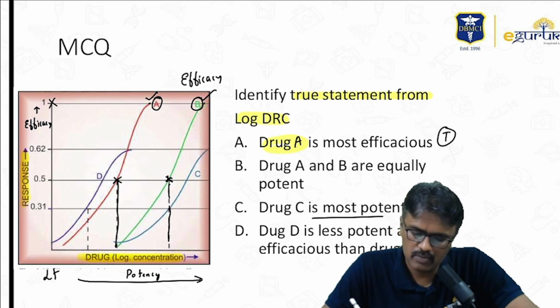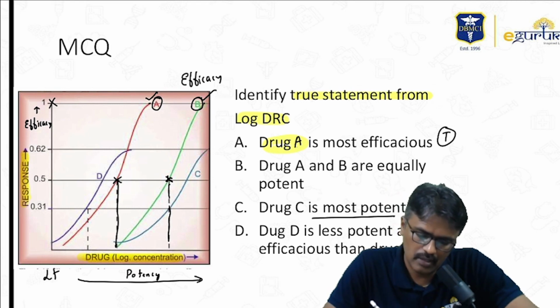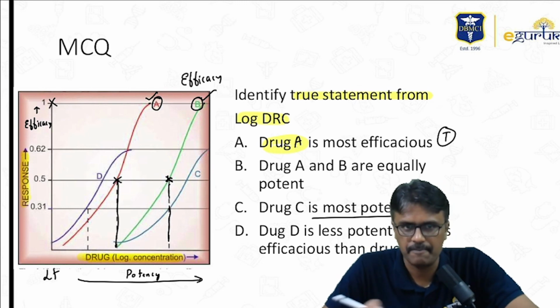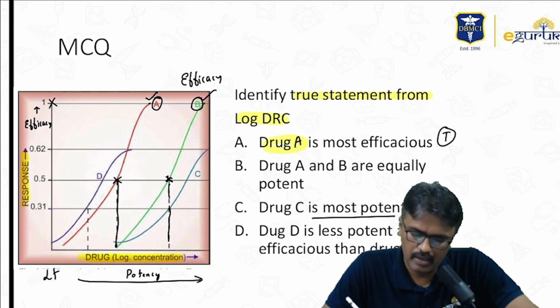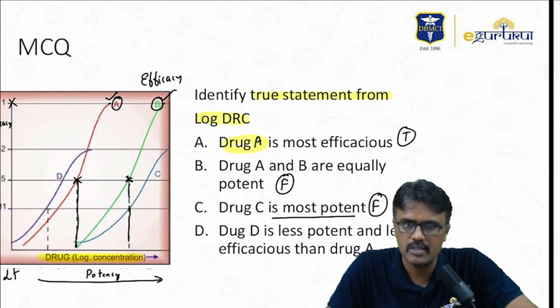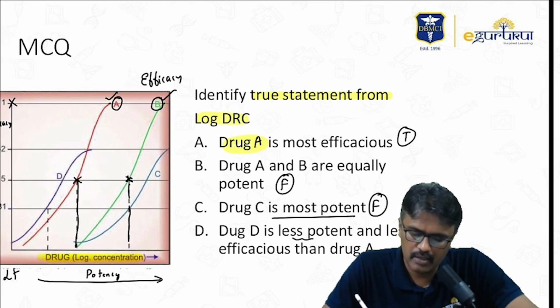Now, drug C is most potent. No, drug C is the least potent, because you see it has shifted towards that side. Drug C is the least potent one, that is also a false statement. What about drug D? Drug D is less potent and less efficacious than drug A.